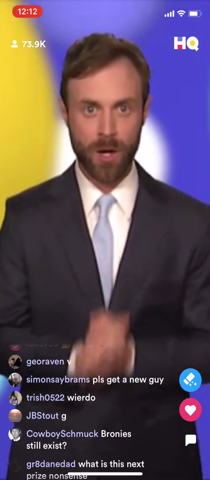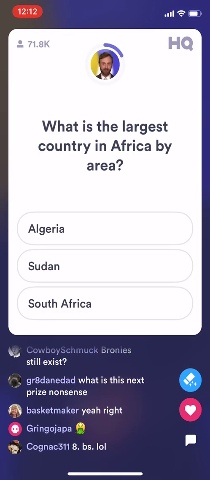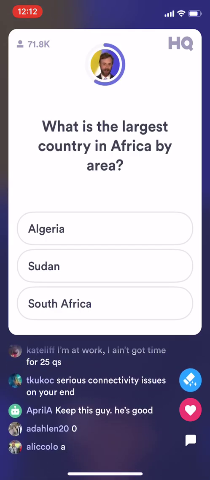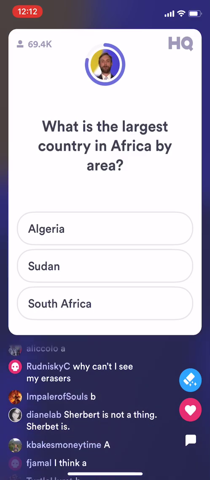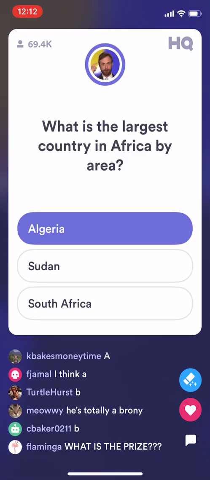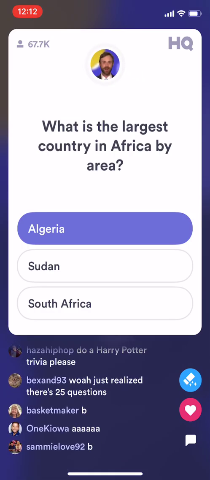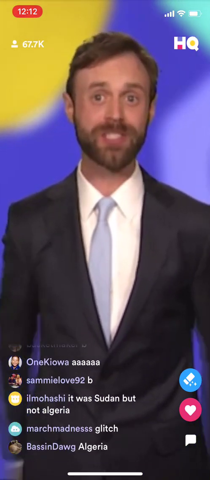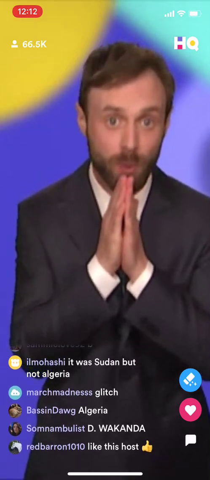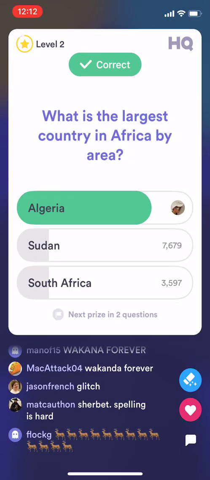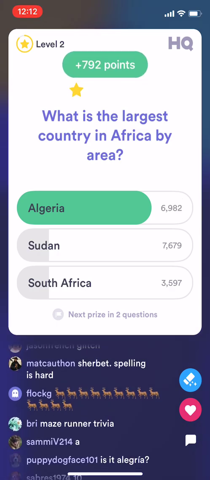Question 7. What is the largest country in Africa by area? Algeria, Sudan, South Africa. Which one is it? Sudan's area is about 712,000 square miles. South Africa, 471,000 square miles. But Algeria has an area of about 919,000 square miles. Algeria.